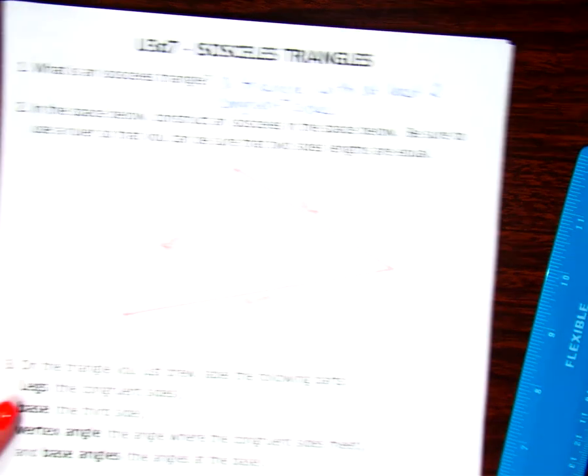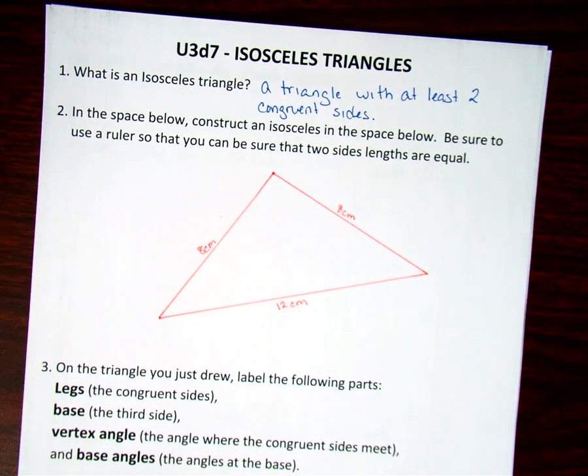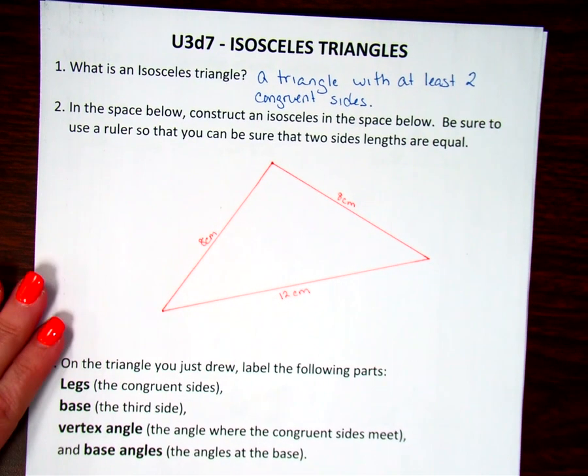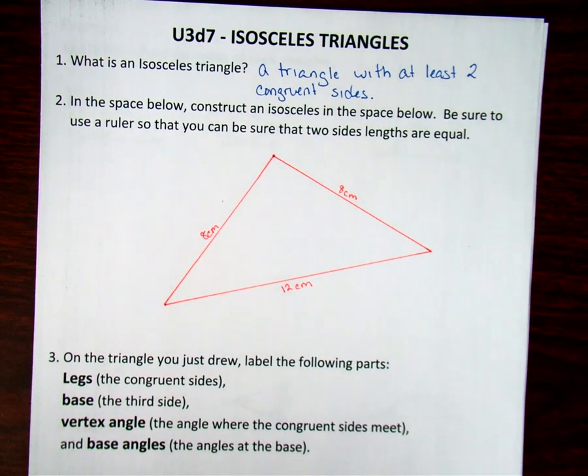Okay, all right, there you go. You can see my isosceles triangle that I sketched. 8 centimeters, 8 centimeters, and 12 centimeters. Okay. On the triangle that we just drew, I'm going to label the following things. These are going to be some new vocabulary words that we want to make sure we know.